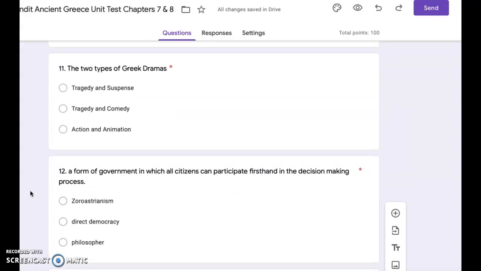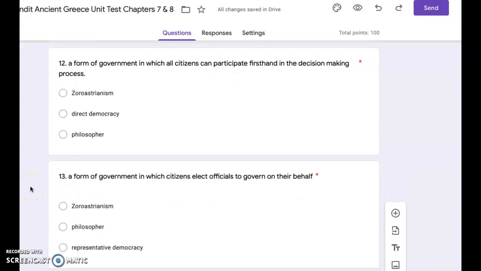Number 11. The 2 types of Greek dramas. Tragedy and suspense, tragedy and comedy, or action and animation. Number 12. A form of government in which all citizens can participate firsthand in the decision-making process. Zoroastrianism, direct democracy, or philosopher.